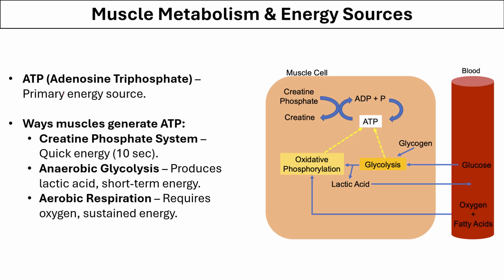The main sources of energy for muscle contraction are primarily the ATP that is produced in cellular respiration, but then there are other ways through which the ATP can be generated. A quick source of generating ATP is the creatine phosphate system, which is a backup system in your muscle.